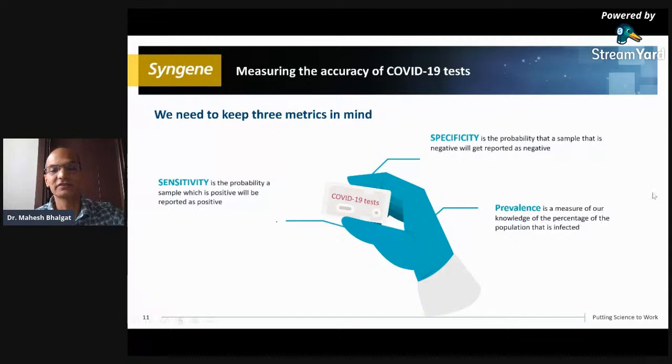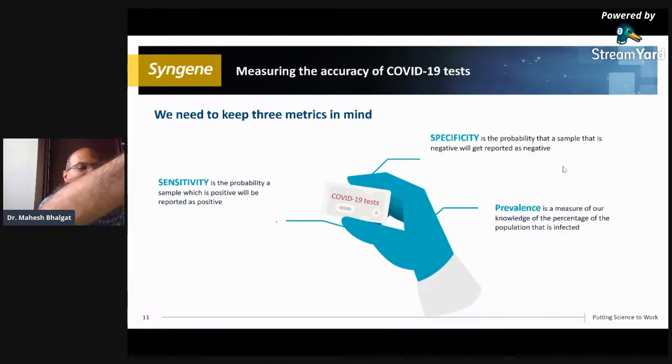So that's the prevalence. Sensitivity of a test is the probability by which a sample which is positive is actually reported as a positive. So sensitivity basically refers to what is a true positive. So if there's a test that says the sensitivity of the test is 98-99%, it means that it is able to detect 99% of the samples that are actually positive. It can detect them as really positive. Specificity, on the other hand, is the probability that a sample that is negative will actually be reported as negative. So that's a true negative.